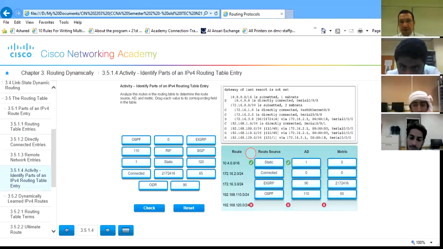Okay. Muhammad, 192.168.120.0, which is this one. What is the route source? RIP. The admin distance is 120. Ayman, this is 120. Well done. And the metric is 1. Correct. That's 1 here. It's 1 hop count.